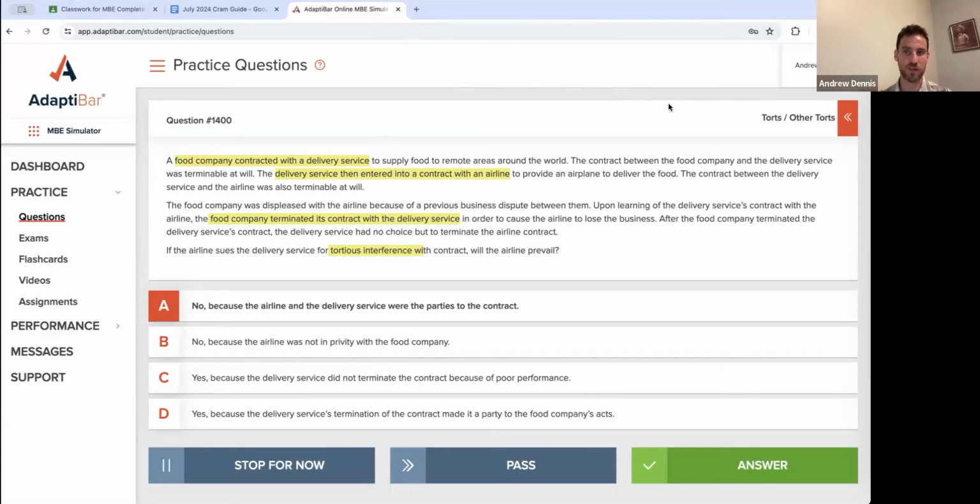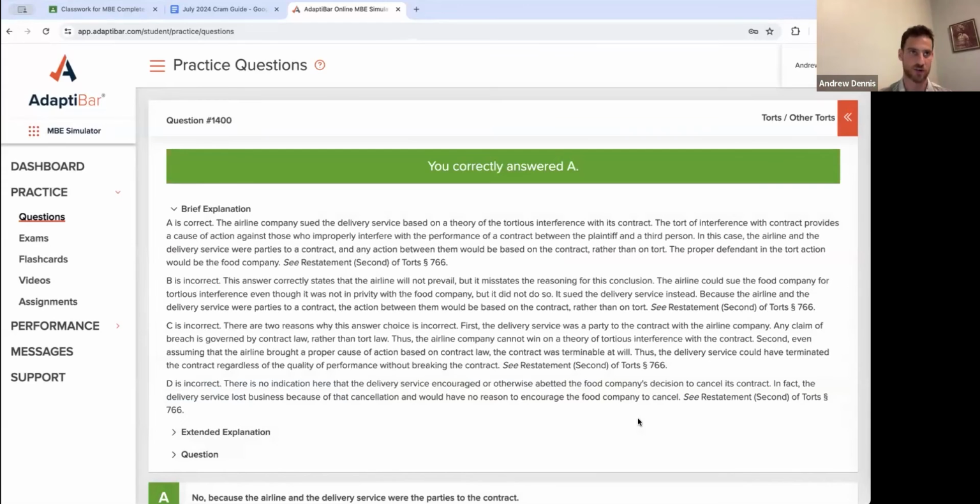So, yes, I agree with what Erica said right there, that this is not tortious interference because you need to interfere with another contract. All you did right here was terminate your own contract, and then the result was that they rescinded their contract, but you didn't interfere with a third-party contract. You only rescinded your contract. Okay, so A is correct.